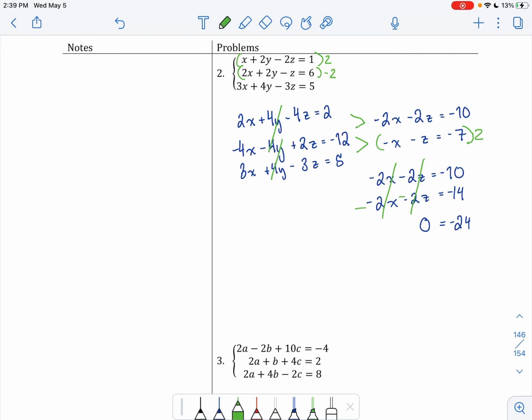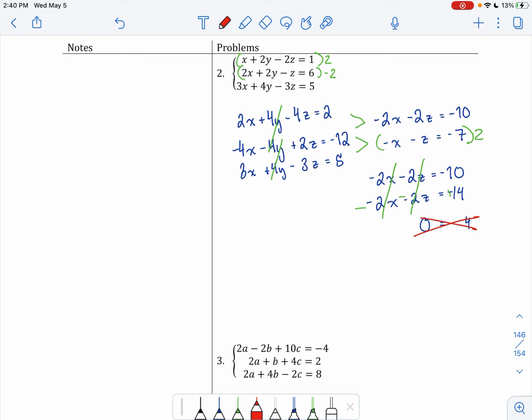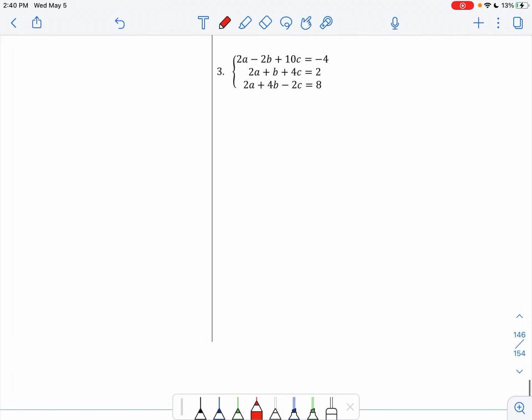Whoop, I dropped a negative there. But so negative, positive. So then 0 is still not equal to 4. So since 0 is not equal to 4, that means that there is no solution to this system. Of course, that also means that there are infinite solutions, and this is the one that's different.